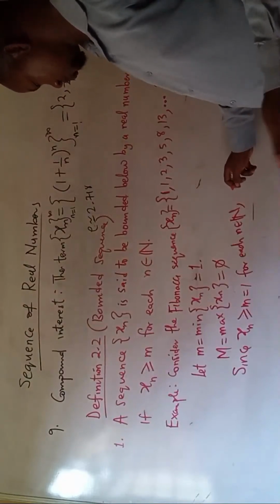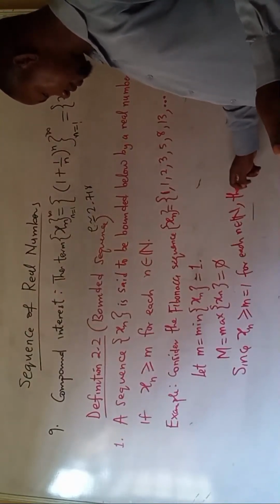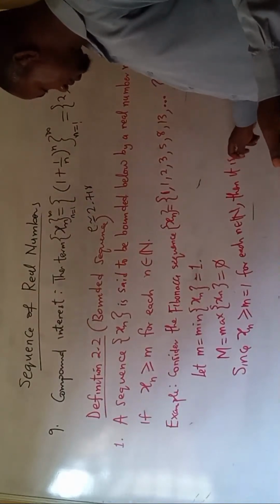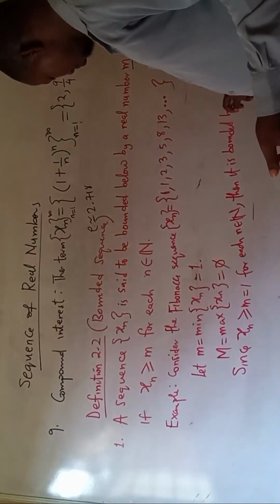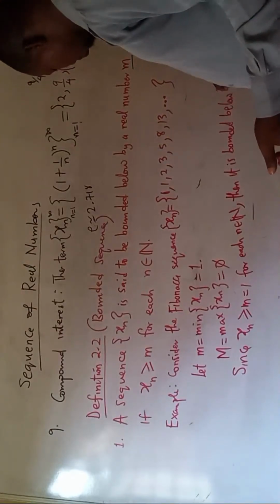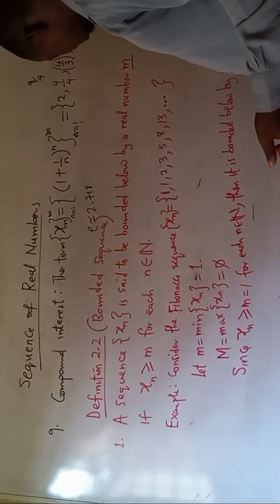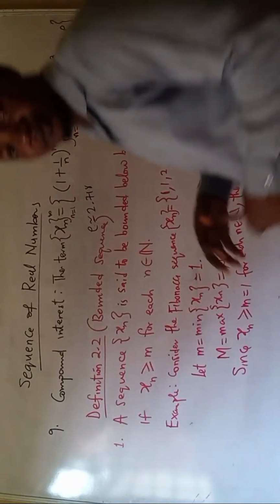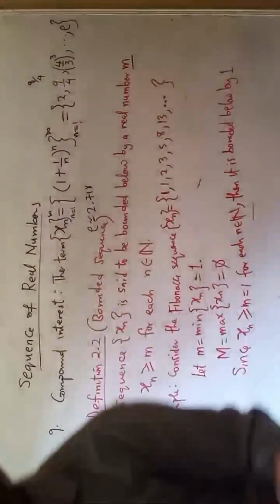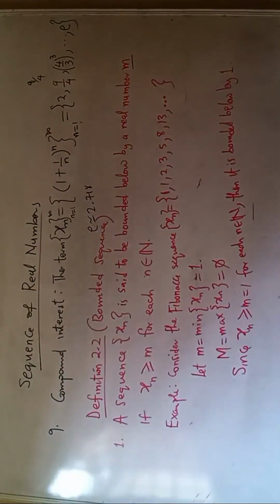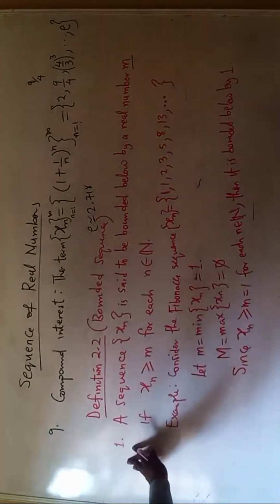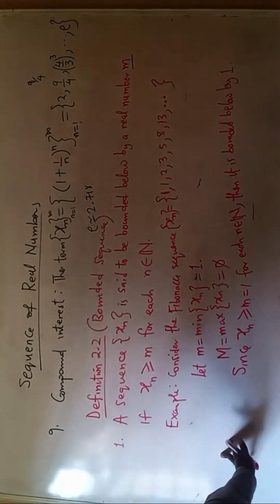So then it is bounded below by 1. That's an example of a sequence that is bounded below by 1. That is the first definition we are looking at here.